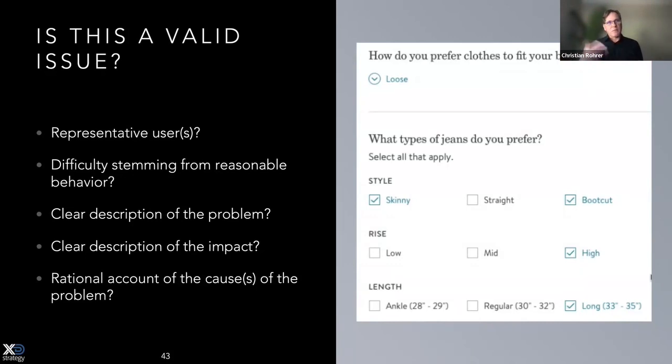Can we describe the problem? I'm going to do that in the next slide. Can we describe the impact? Yes, we can describe it. If Stitch Fix doesn't have the right information for what you like, they're going to send you bad clothes that are not going to account for all the things you might like. And I'll give you a rational account of the cause of the problem in the next slide.